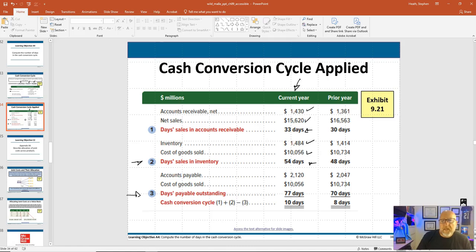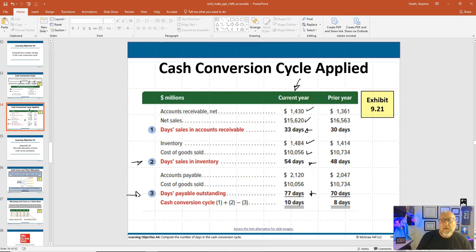And that gives us our days payable outstanding, right? So 2,120 divided by 10,056 times 365 is 77 days outstanding, right? So we purchased inventory and we are not paying that for 77 days. Then once we pay that 77 days, remember we have 10 more days till we receive the cash from the sale of that inventory. So we're really waiting for cash for about 10 days on average.